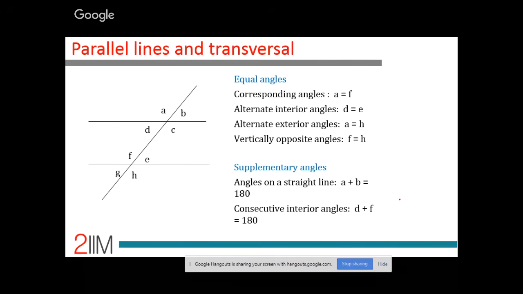And remember that this works both ways. If alternate interior angles are equal, then the lines are parallel. If the lines are parallel, then alternate interior angles are equal. The converse is also true. And so you can prove that two lines are parallel if you can establish that alternate interior angles are equal.